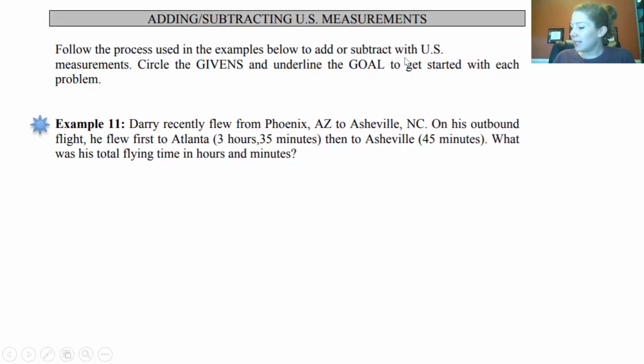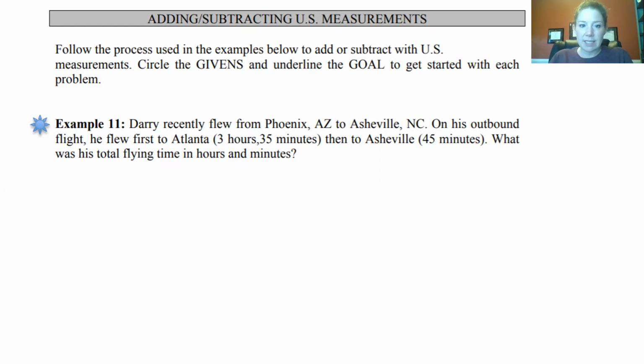All right, so here is part 2 of 4B. We're going to be adding and subtracting United States measurements. It says to follow the process used in the examples below to add or subtract with the US measurements. Circle the givens and underline the goal to get started with each problem.